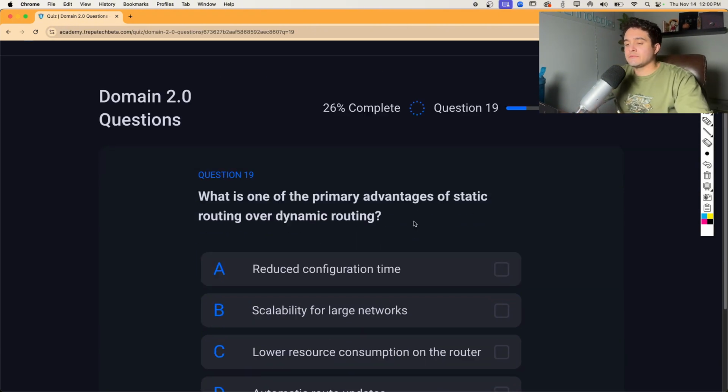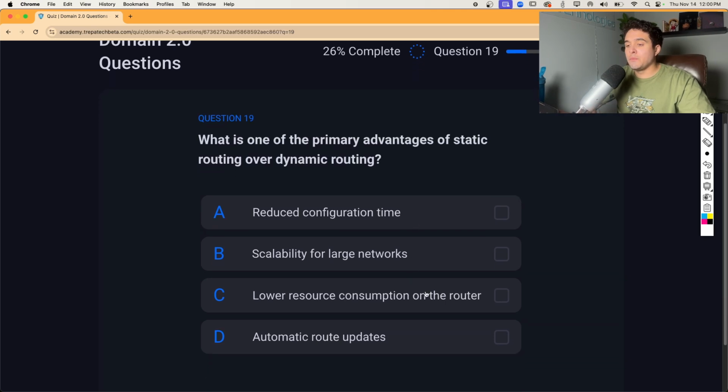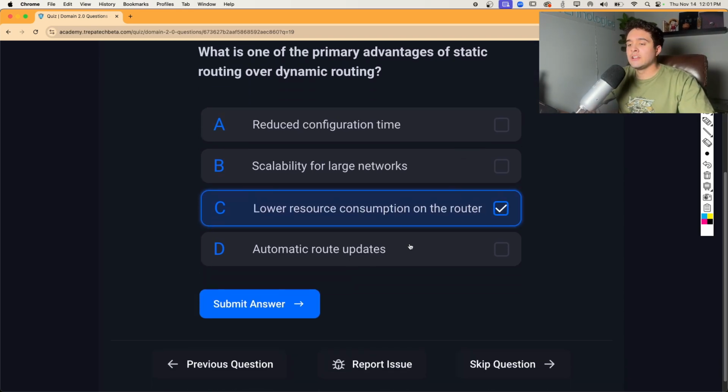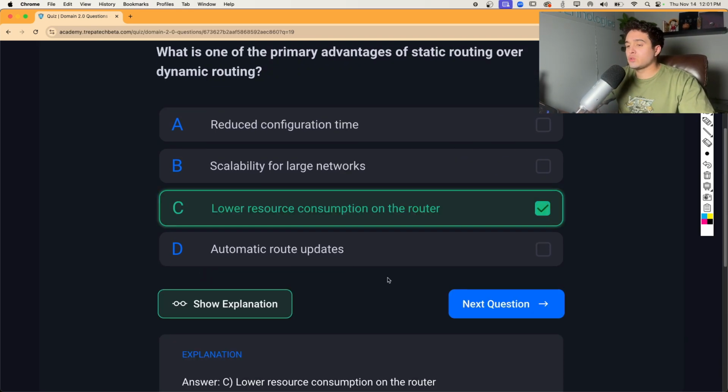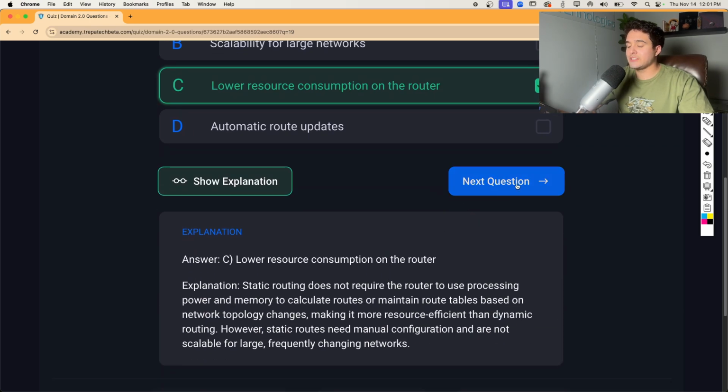Question 19. What is the primary advantage of static routing over dynamic routing? It's not scalable. Reduced configuration time is also not true, depending on how many static routes you need. And it doesn't do automatic route updates. It is obviously less intensive on the CPU and compute resources of a router because there's no updating and algorithms and synchronization and convergence. It's just a static route. So we'll see. Lower resource consumption on the router. Go ahead and pause the video if you'd like to read the explanation.